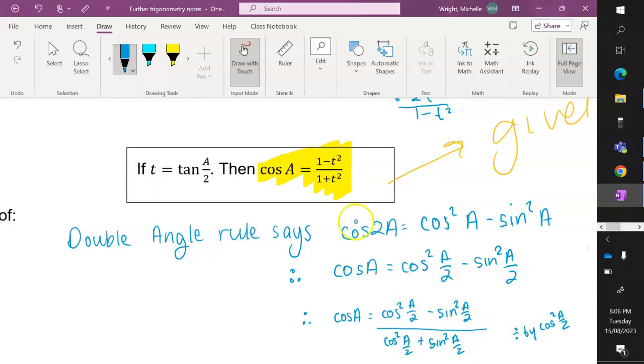Okay, the double angle rule says that cos of 2A is equal to cos squared of A minus sine squared of A. So like what I've done above, I then have said, well, 2A gives me A. So if I just halve my angles, A is going to give me A on 2. So I'm going to write it as cos of A is cos squared A on 2 minus sine squared A on 2.